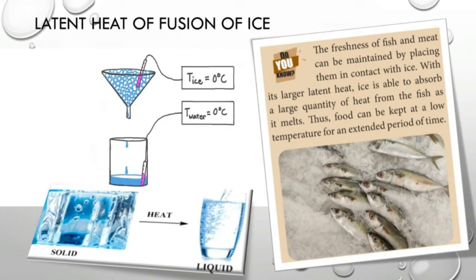Do you know? The freshness of fish and meat can be maintained by placing them in contact with ice. With its larger latent heat, ice is able to absorb a large quantity of heat from the fish as it melts. Thus, food can be kept at a low temperature for an extended period of time.